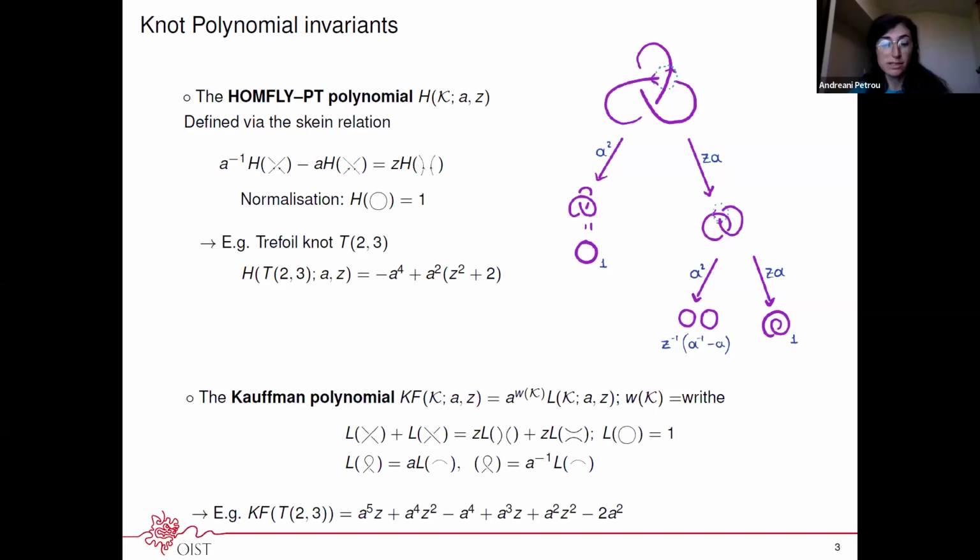Another polynomial that is interesting is called the Kauffman polynomial. It's also a two-variable polynomial and has a similar definition in terms of skein relation. I won't go into the details of computing it, but for the trefoil knot, I give you the answer so that you can observe that it is in general more complicated than HOMFLY and involves both odd and even powers of a and z, in contrast to HOMFLY, which for knots only contains even powers.